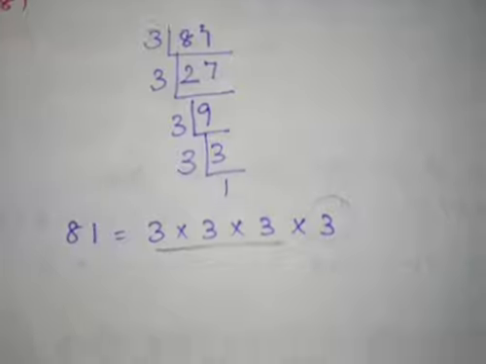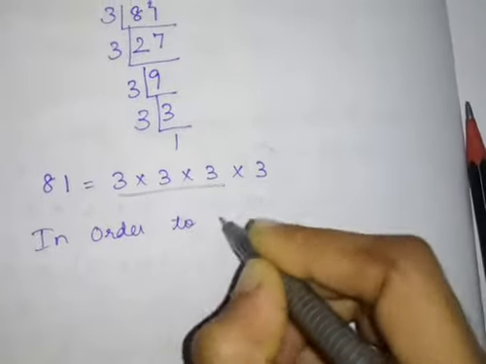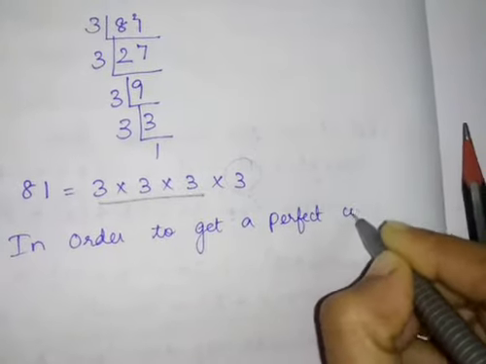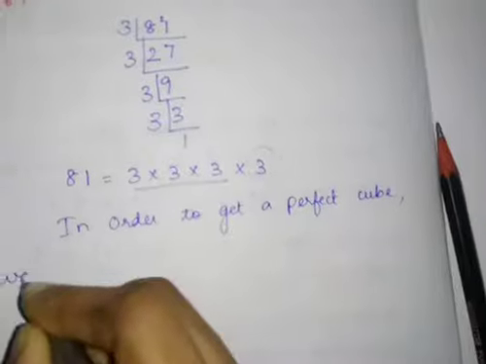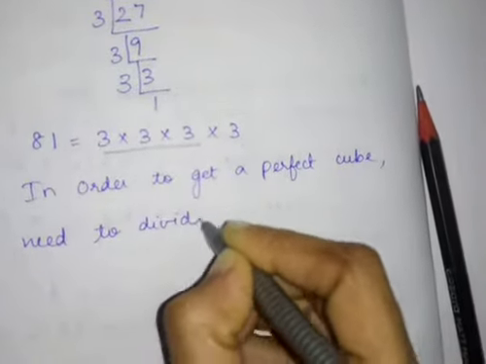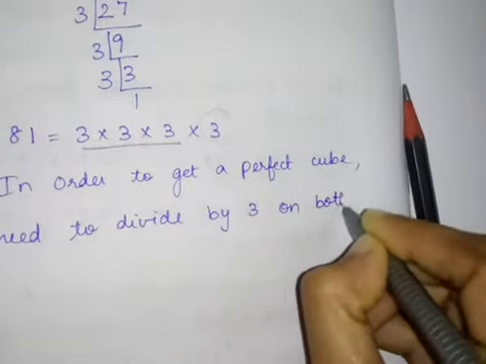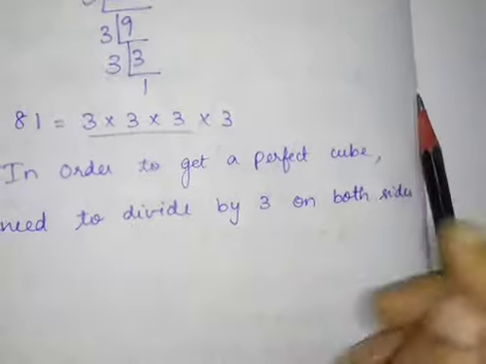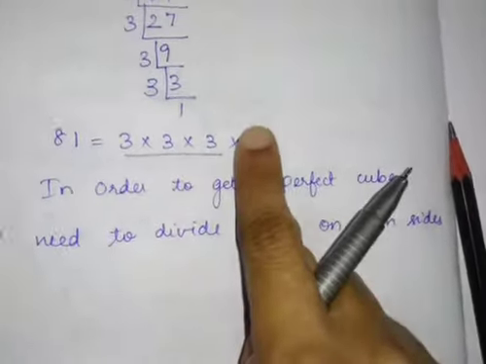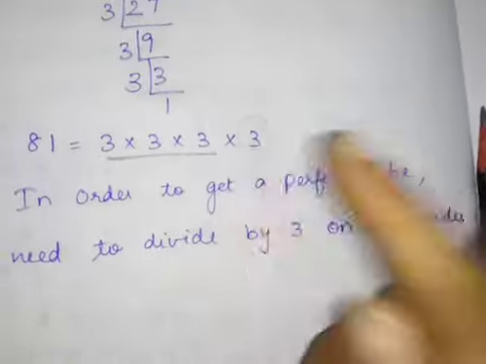We should divide by 3 on both the sides. So what we should do, children? In order to get a perfect cube, we need to divide by 3 on both sides. Yes, if you want to get a perfect cube, if you want to eliminate this, because these 3s form a group and this is the extra one, you are supposed to divide by it. So we should divide by 3 on both the sides.